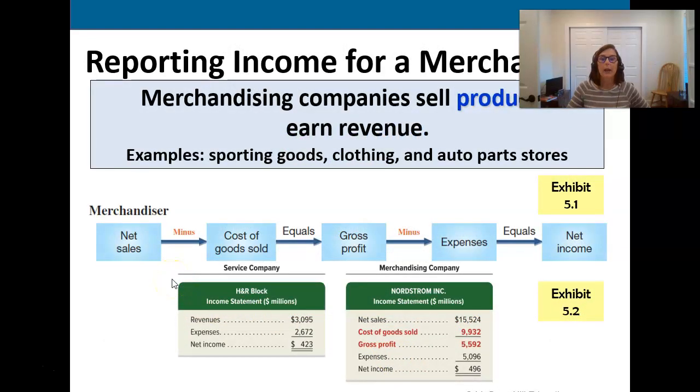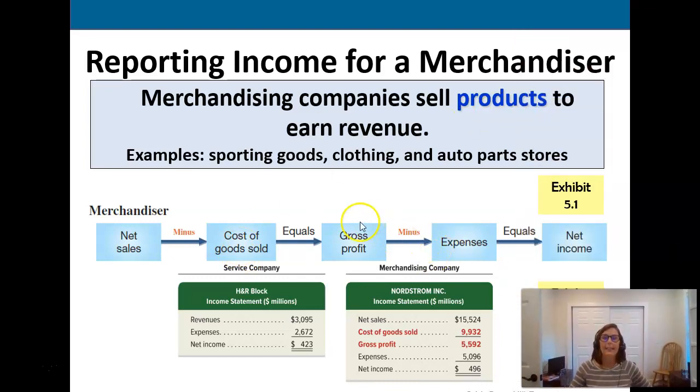When we get to a merchandising company, though, now we've got to take into consideration the cost of what we paid for the item that we're then selling. It's not simply an expense. It actually comes before we get to expenses, and then we subtract our expenses from what it's called gross profit to then get to our net income.